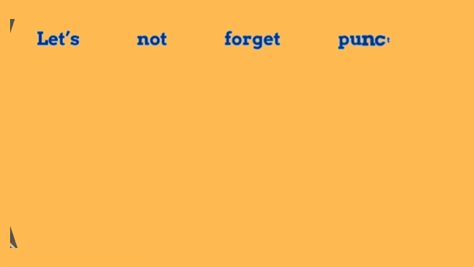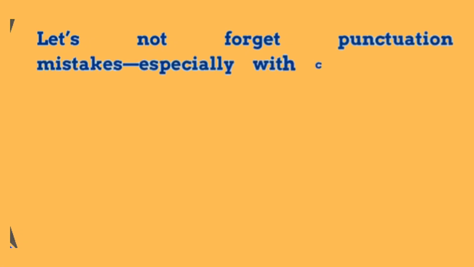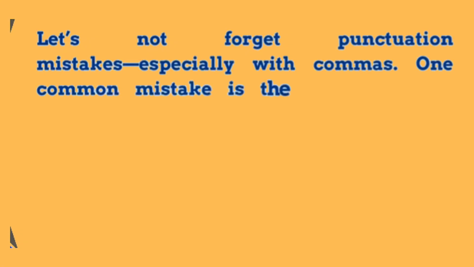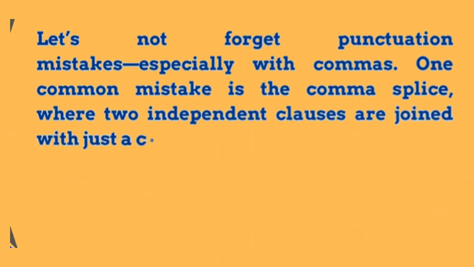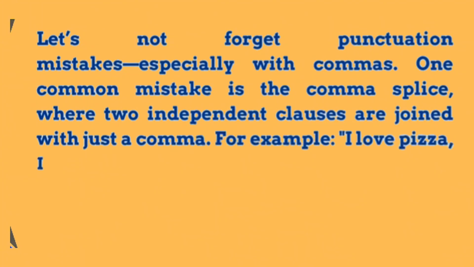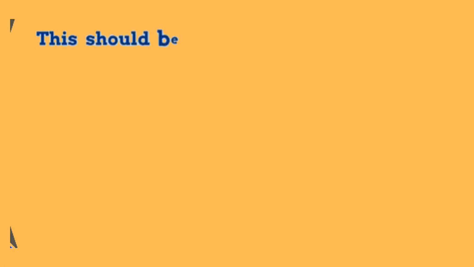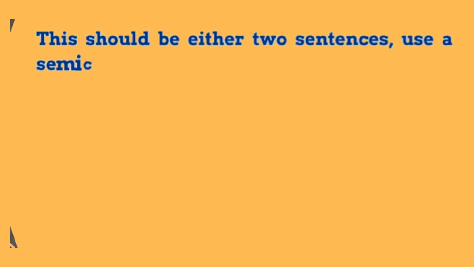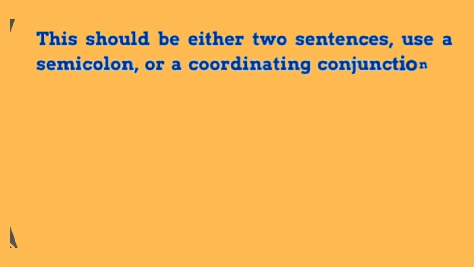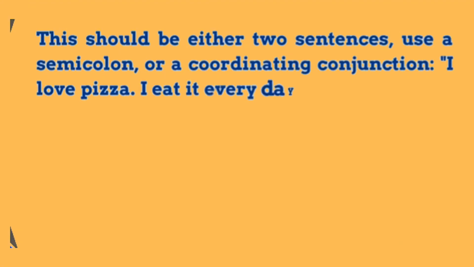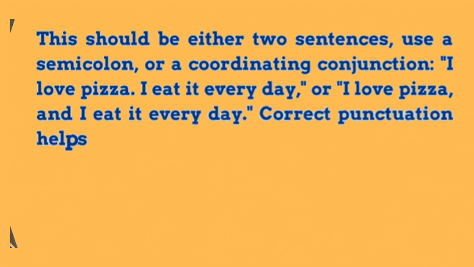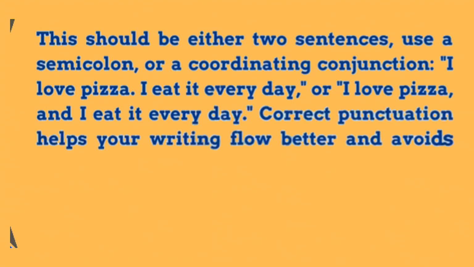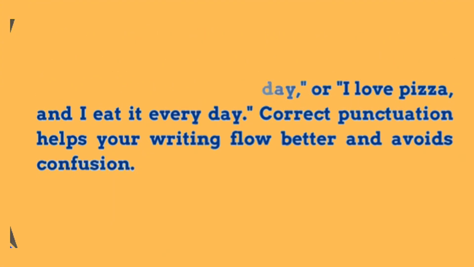Let's not forget punctuation mistakes, especially with commas. One common mistake is the comma splice, where two independent clauses are joined with just a comma. For example, "I love pizza, I eat it every day." This should be either two sentences, use a semicolon, or a coordinating conjunction. "I love pizza; I eat it every day," or "I love pizza and I eat it every day." Correct punctuation helps your writing flow better and avoids confusion.